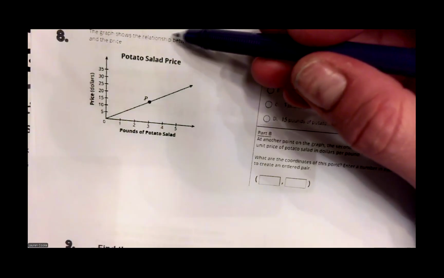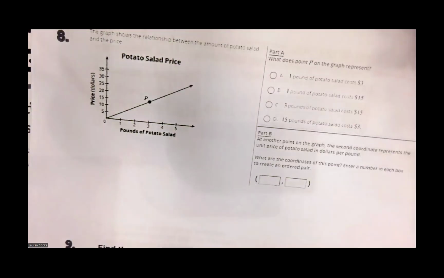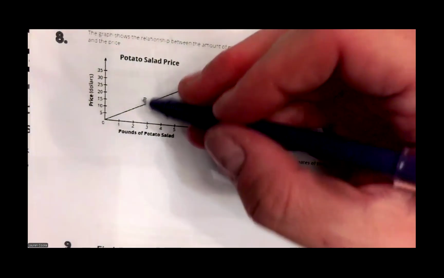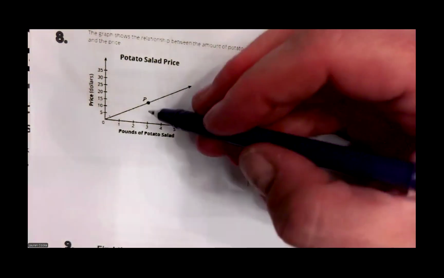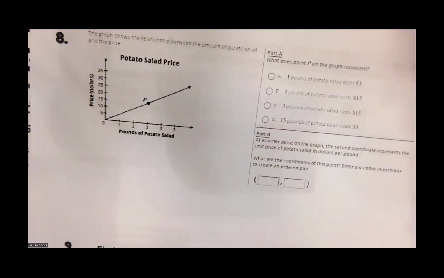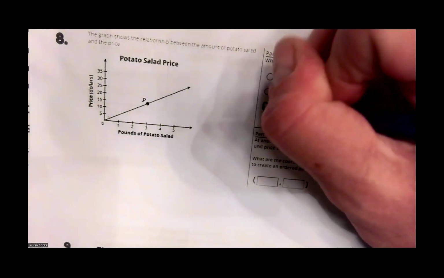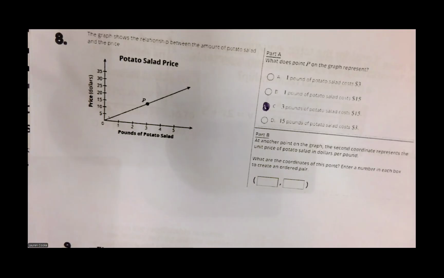Okay, so looking at the graph, it's told it's proportional. So what does point P mean? Well, point P gives me 3 pounds of potatoes and $15. So I need to find that. Okay, there we go. Then it says at another point on the graph, the second coordinate represents the unit price of potato salad in dollars. What are the coordinates of this point?